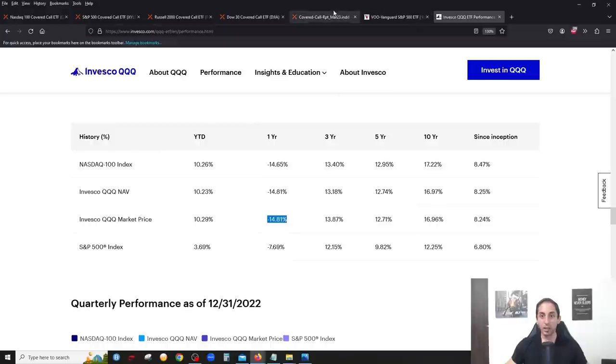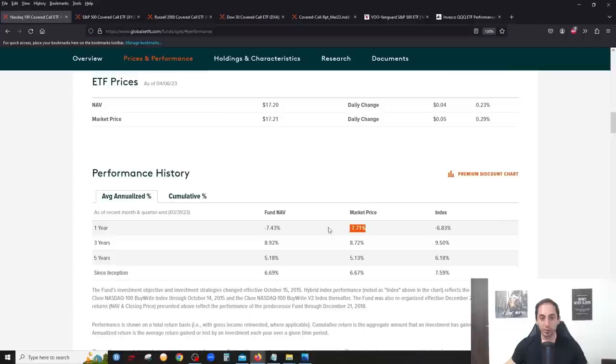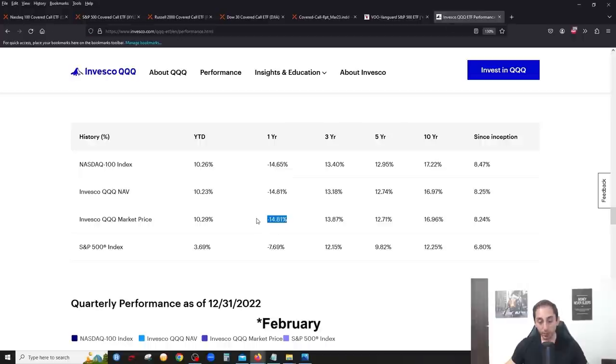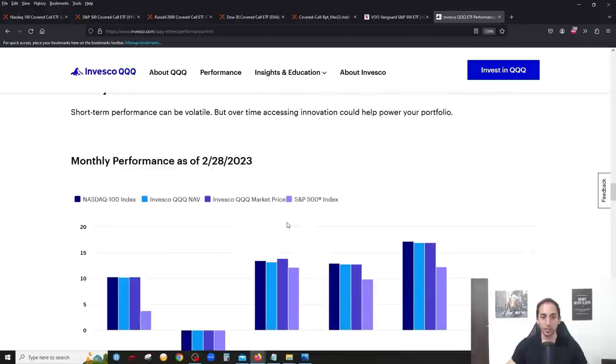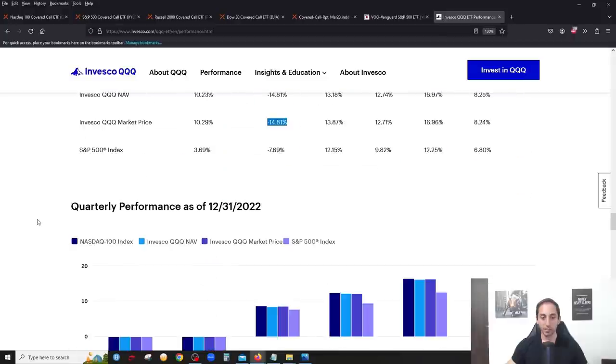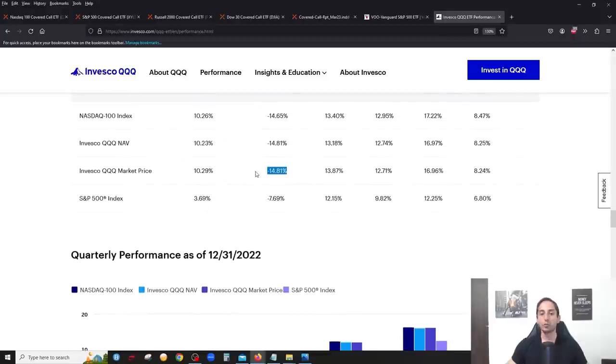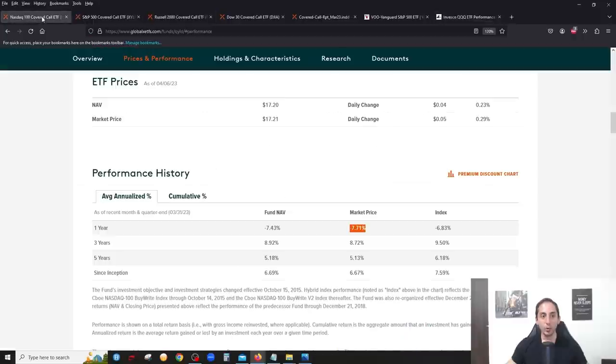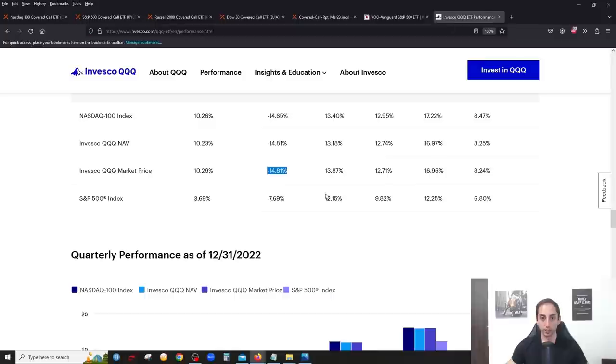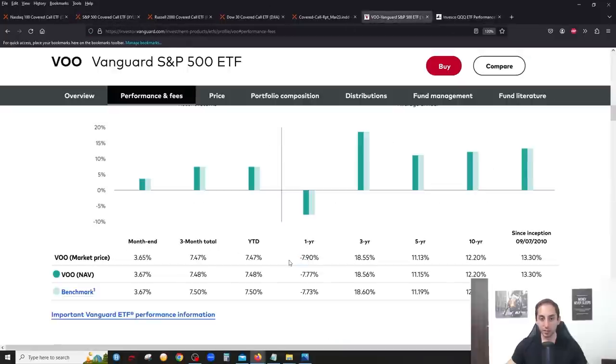-14.81%. Now, just to be completely honest, this performance is as of the end of March, whereas this one is at the end of April, and I know the NASDAQ recovered a little bit in March. So take this with a grain of salt. It's not my fault, Invesco didn't update their numbers. You could see here it's as of the end of April, but let's just say it's minus 12 or minus 10. Either way, QYLD in the last year is outperforming, is doing much better than QQQ, and there's the proof right there. Same thing with the S&P 500, just slightly.